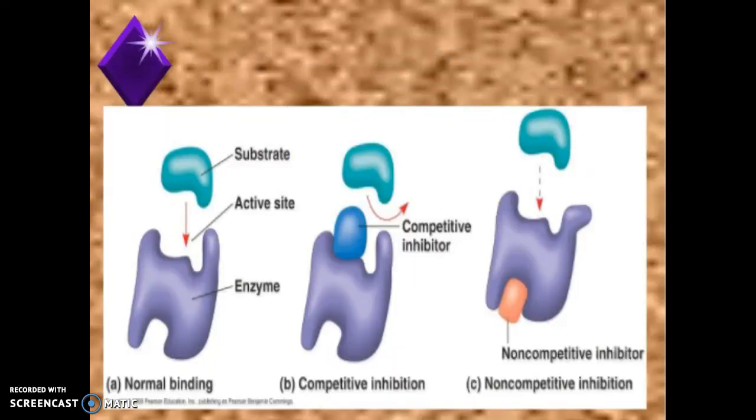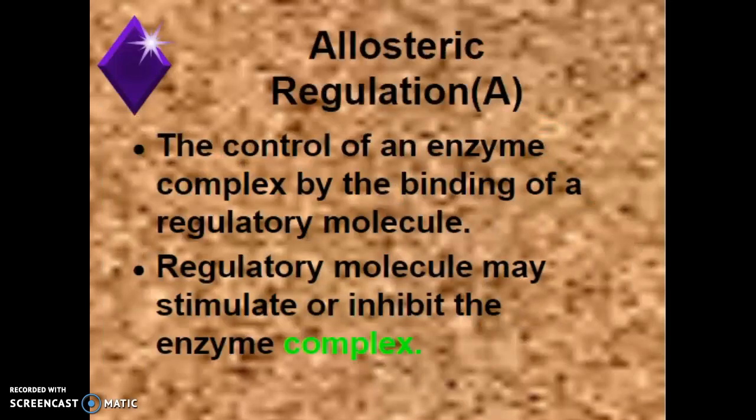Here's kind of a picture that demonstrates that. Here's our normal binding with our active site and our substrate. Well, there's a competitive inhibitor that binds here and doesn't allow the substrate to get in there. They're just physically blocked. And the non-competitive inhibitor is going to bind elsewhere, change the shape. Still, the substrate can't bind.